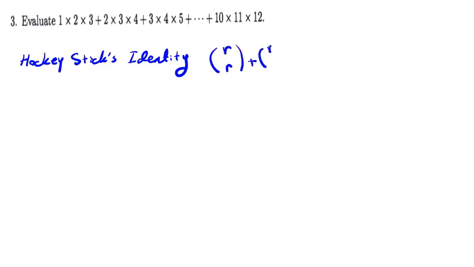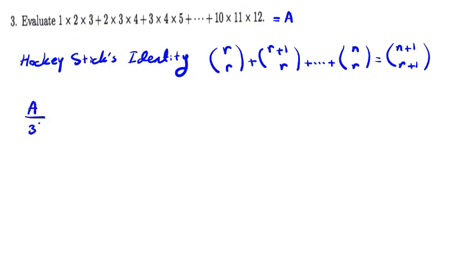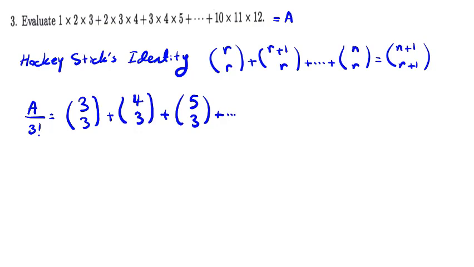Before solving this, let me tell you one of the most important identities, the hockey stick identity. Hockey-stick identity says: r choose r plus r plus 1 choose r, up to n choose r, equals n plus 1 choose r plus 1. So here we can change. Let's consider this is a. If we divide a by 3 factorial, the first one will be 3 choose 3. The second one will be 4 choose 3. The third one will be 5 choose 3. And the last one will be 12 choose 3. If we use the hockey-stick identity, r equals 3 and n equals 12. So it will be 13 choose 4.